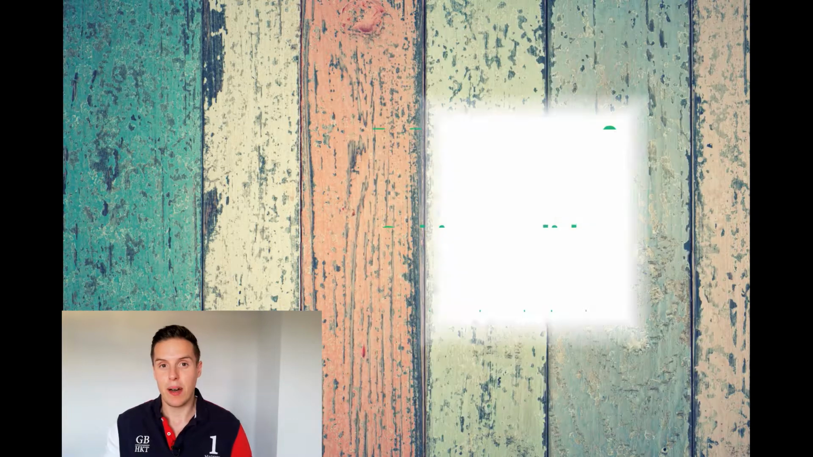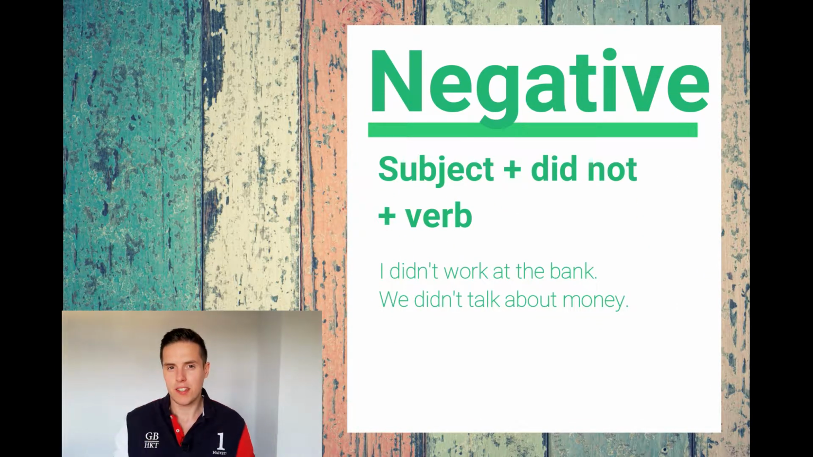And for the negative part, we use subject, so I, you, we, she, he, it, plus did not or didn't if we want to contract it, plus verb. We do not add ed. We don't need to because we've got the didn't for negative. So, a few examples. I didn't work at the bank. We didn't talk about money.